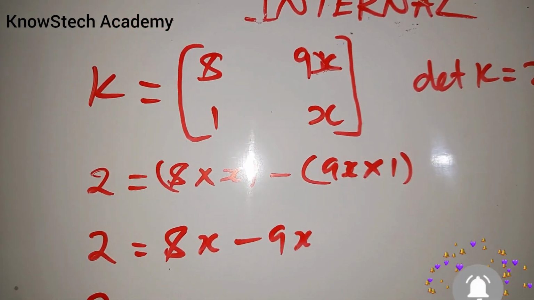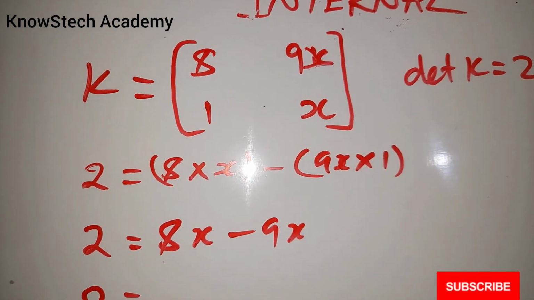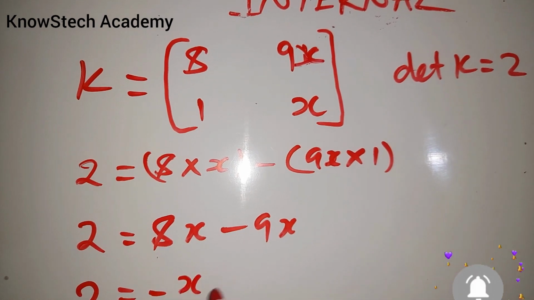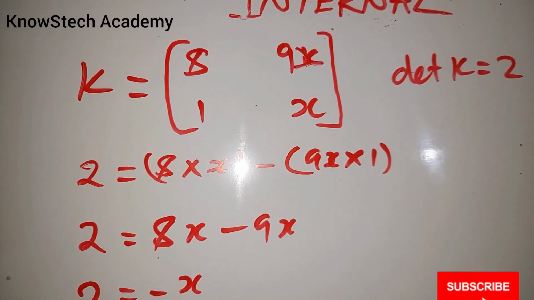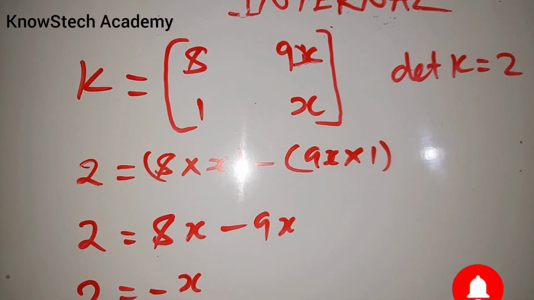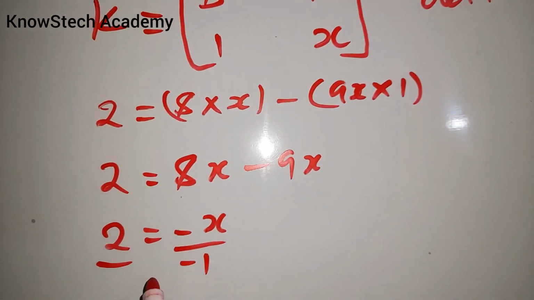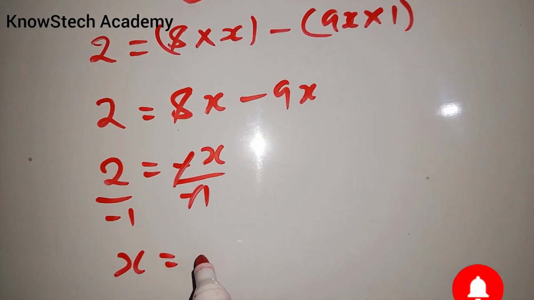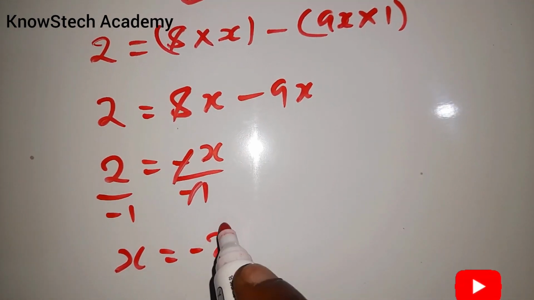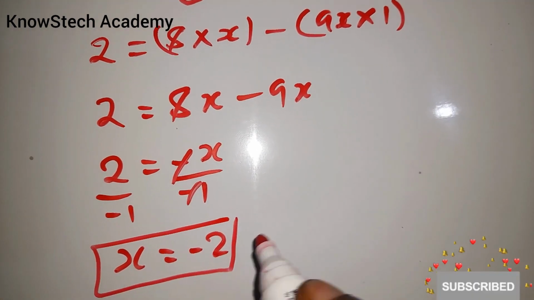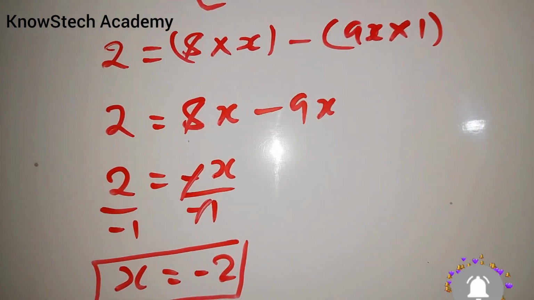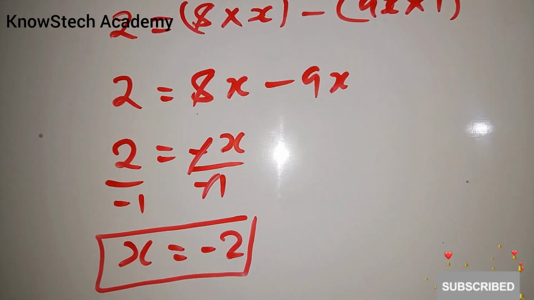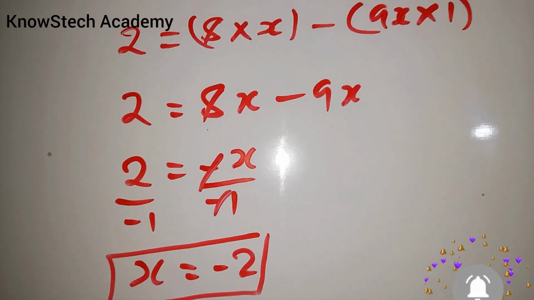Then 2 is equal to 8 minus 9, which is negative x. Okay. Negative x. Then we divide both sides by -1. The value of x is simply -2. So the value of x is -2. Now that you found the value of x, let's go to the second question, which was asking us to find the inverse of matrix K.